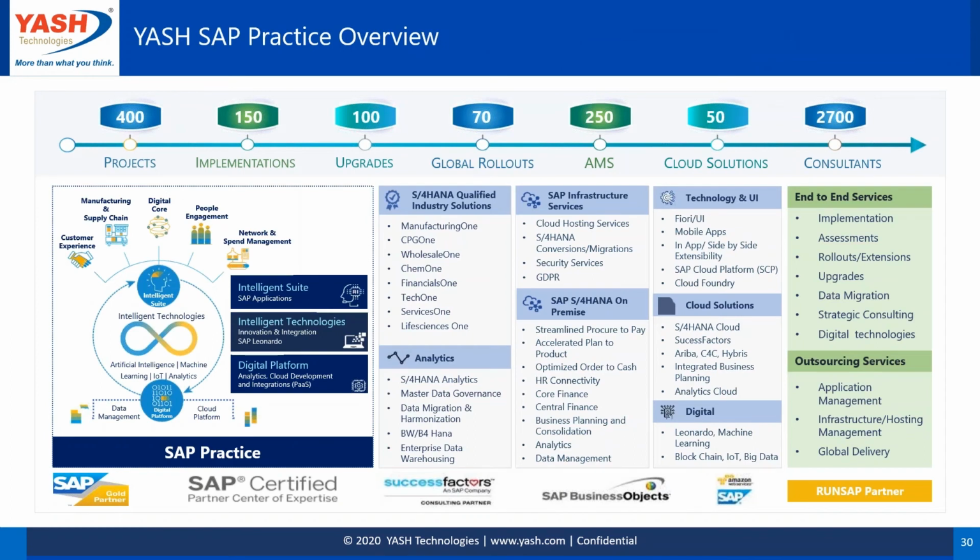We align with SAP at every layer. Not just a license partner, we are a co-innovation partner, we are their AMS partner, and we also collaborate with them and go to market together in some niche areas like EHS, S4HANA of course, and digital manufacturing. So there are several areas where we are co-innovating and being involved in product development.